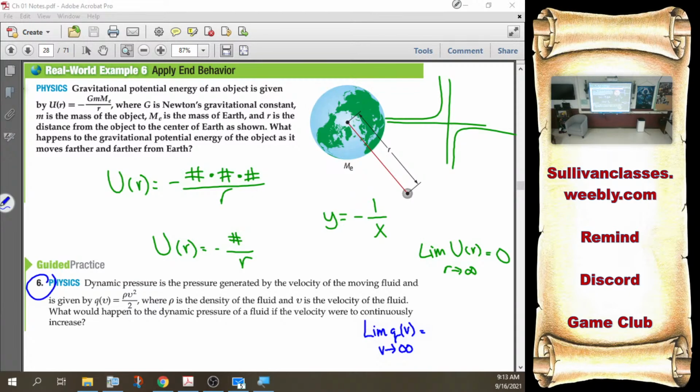Okay, it says you know the pressure, right? Dynamic pressure generated by the velocity of moving liquid is blah, blah, blah. Density of the fluid and V is the velocity.